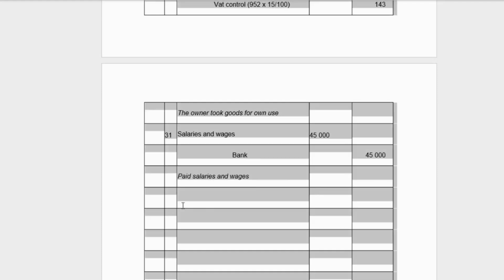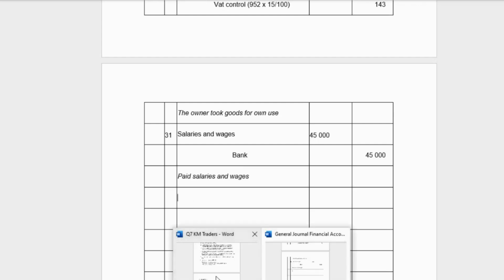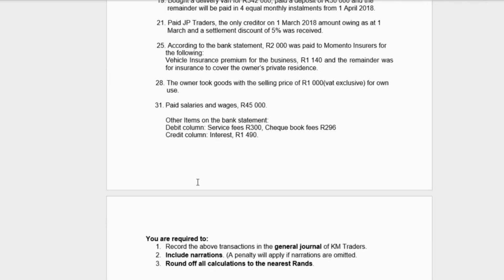So let's see how we record this transaction. We're not going to put the date because all these transactions took place on the 31st. Okay. So let's account for the following transactions, or let's record the following transactions.